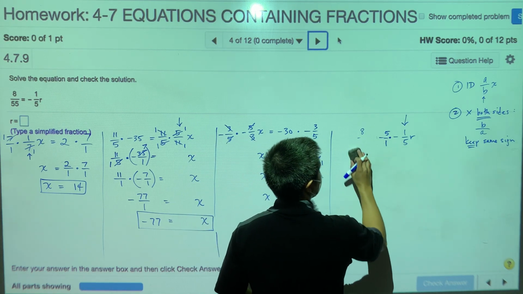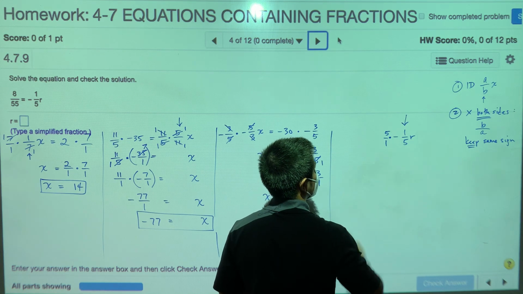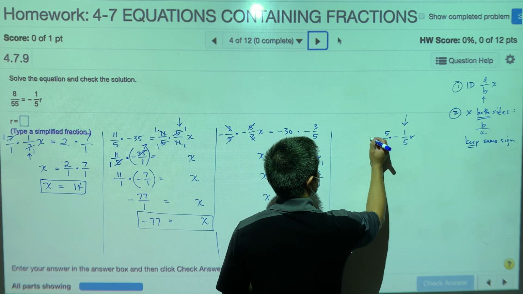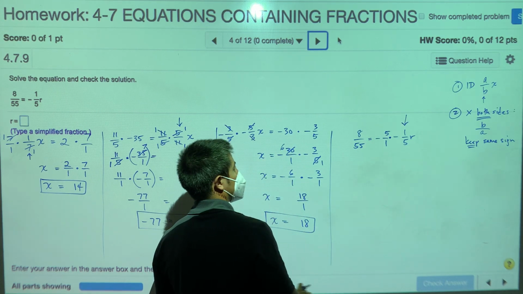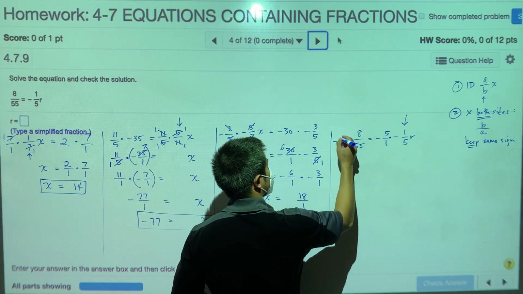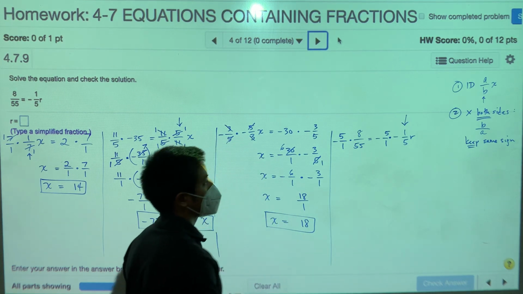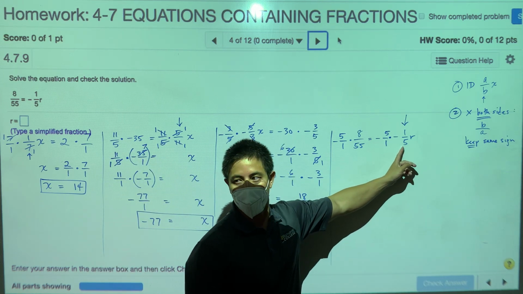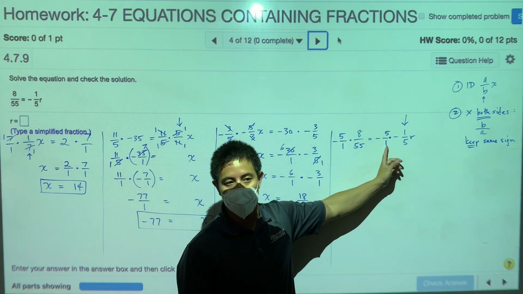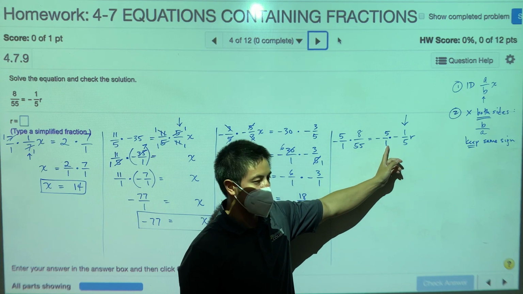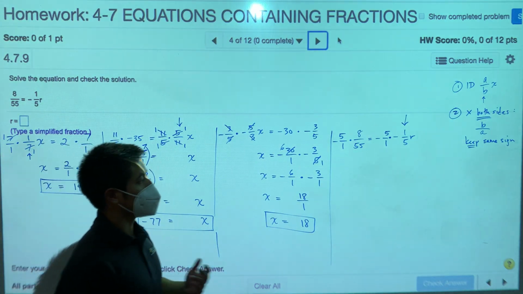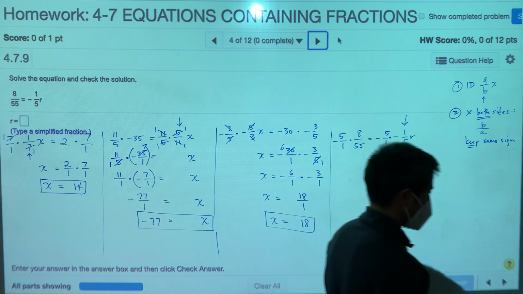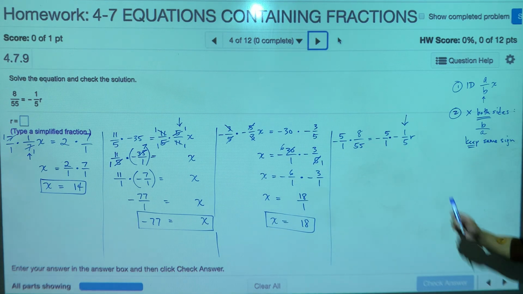Let me clean this up just a little bit so we have a little bit more space to see it. So we multiply by negative 5 over 1, and that was 8 over 55. And what we do to one side, we must do to the other. So this fraction was a negative 1 over 5. So we multiplied both sides by its reciprocal, negative 5 over 1. We kept the same sign. Now, let's go do the fraction work, the multiplication. This is the only new thing today for this section.